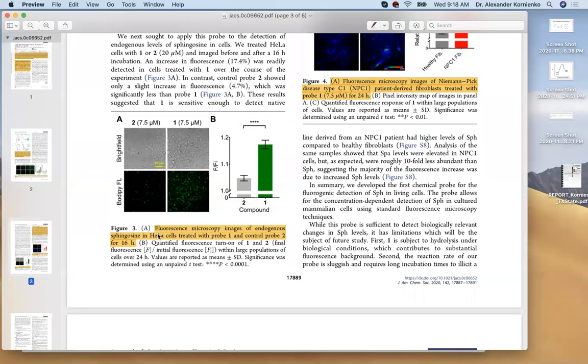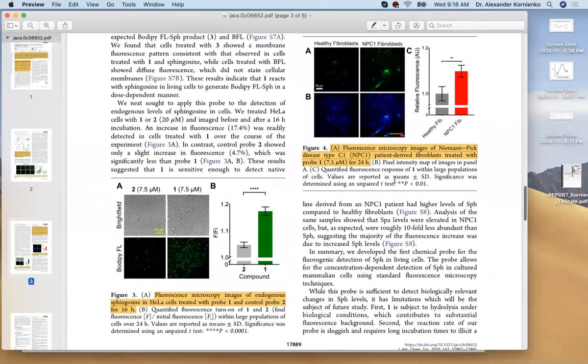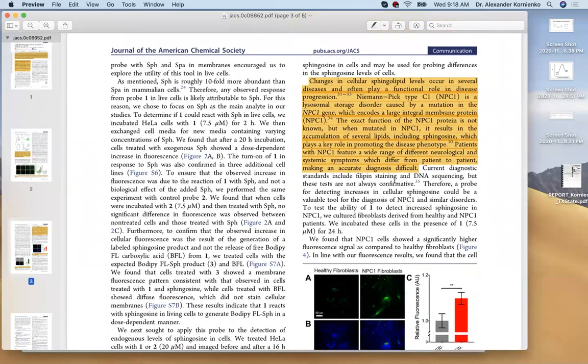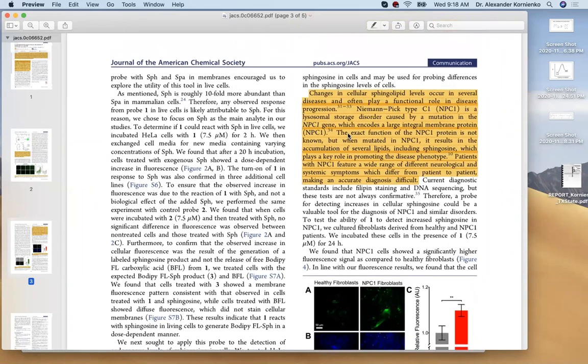So you can see here, same idea. For control, virtually no fluorescence. And there's quite a bit of fluorescence for probe one, right? And you can see, again, in the quantification, the bar corresponding to probe one with the aldehyde is much taller than the bar corresponding to probe two without the aldehyde. And the final piece of data here, okay, so let's read this.